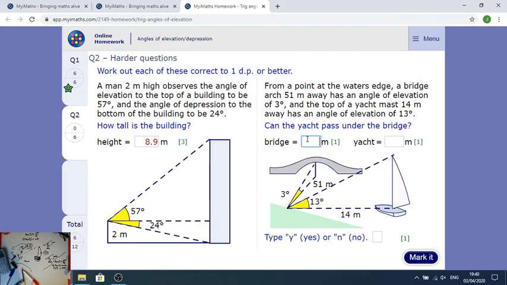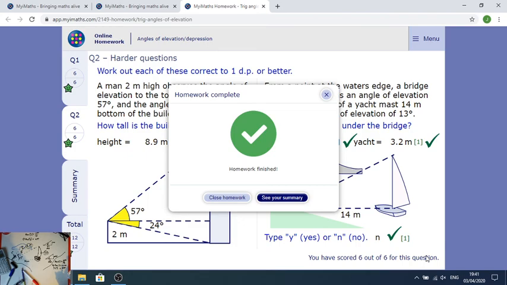So the bridge was to one decimal place, well I said 2.67, so to one decimal place 2.7. The yacht was 3.23, so to one decimal place that was 3.2, and therefore it's no, not going to make it. So let's mark that. 6 out of 6.